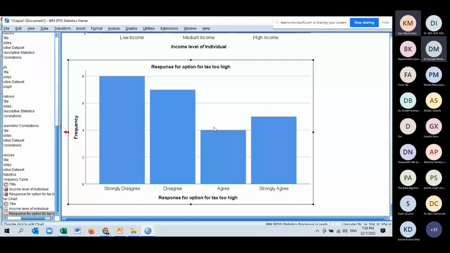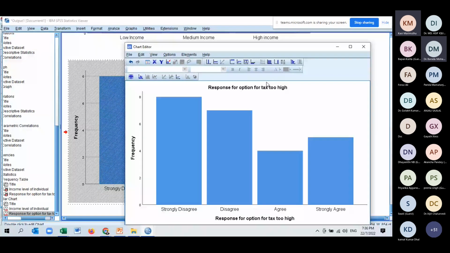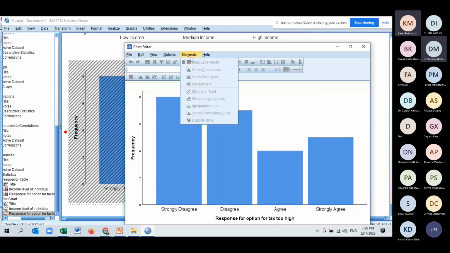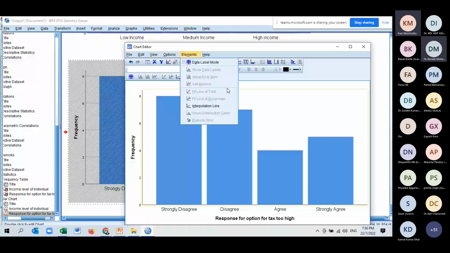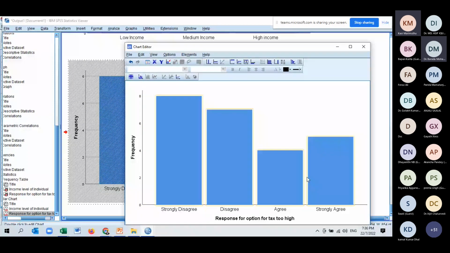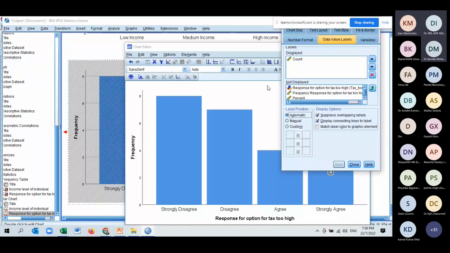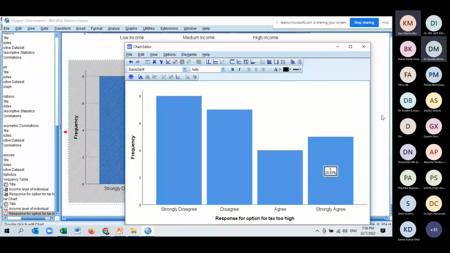Similarly, you can also edit the graph, remove the grid lines, delete the title, elements, show data labels. You also can try changing the color. So agree means you can go for a green color.